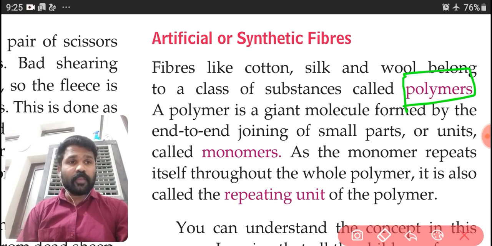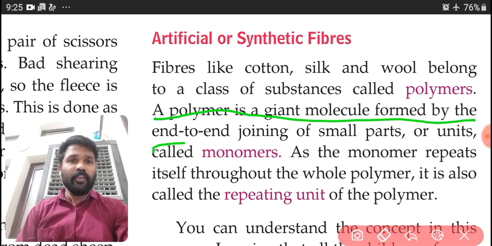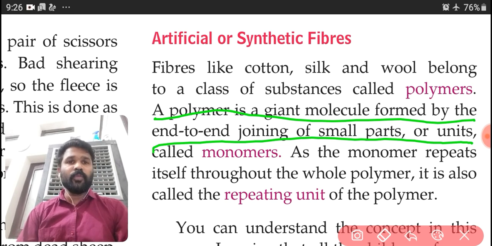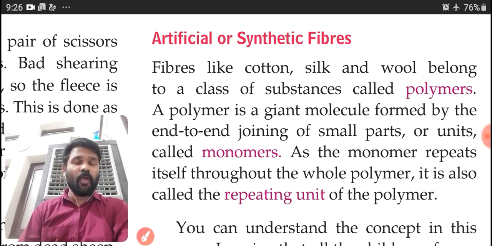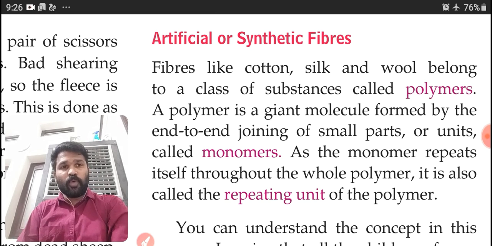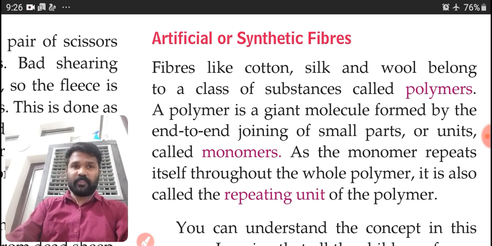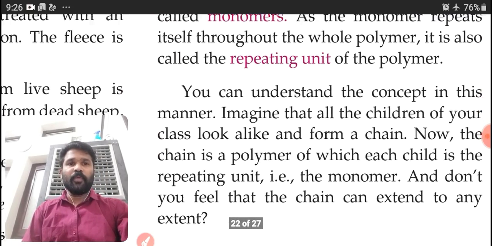A polymer is a giant molecule formed by the end-to-end joining of small parts or units called monomers. As the monomer repeats itself throughout the whole polymer, it is also called the repeating unit of the polymer.